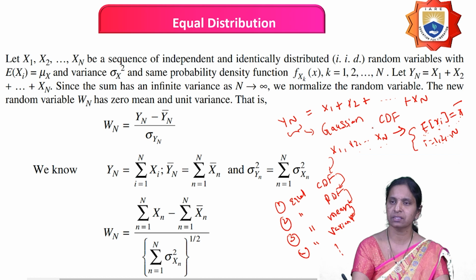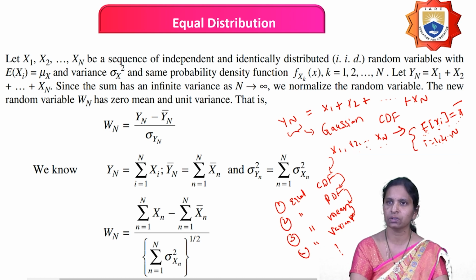And what about the variance? Sigma x1 square equals sigma x2 square equals and so on sigma xn square. Nothing but all these random variables have the same variance.